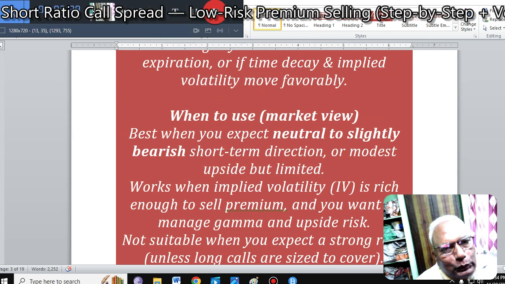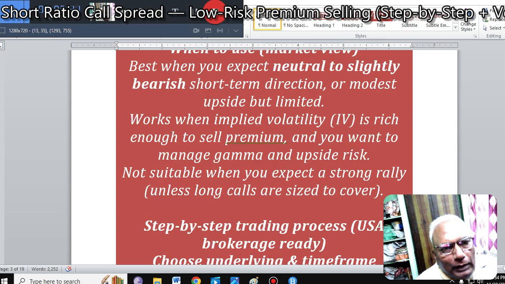When to use. Market view: best when you expect a neutral to slightly bearish short-term direction, or modest but limited upside. It works well when implied volatility is rich enough to sell premium and you want to manage gamma and upside risk. Not suitable when you expect a strong rally, unless long calls are sized to cover.